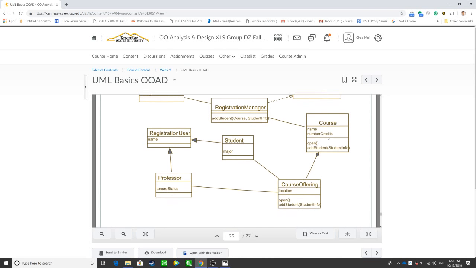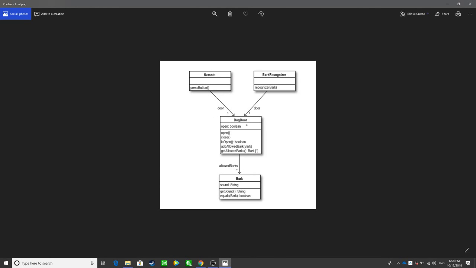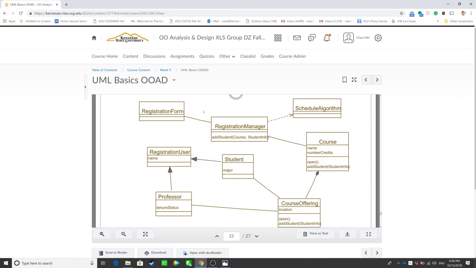Yeah, that's dependency. And this association has a type that has a direction. Sometimes we don't have a direction. Maybe it's a mutual association, like the registration form. The student has course offering, and course offering also has student information there, right? So it's maybe a mutual association. So you can give it a direction or not, right?